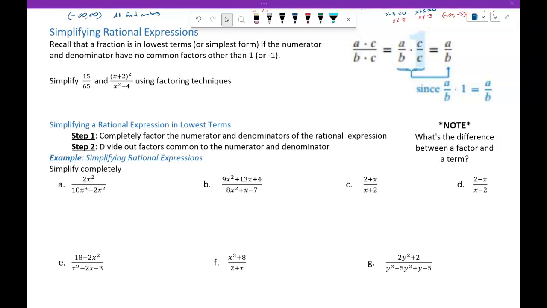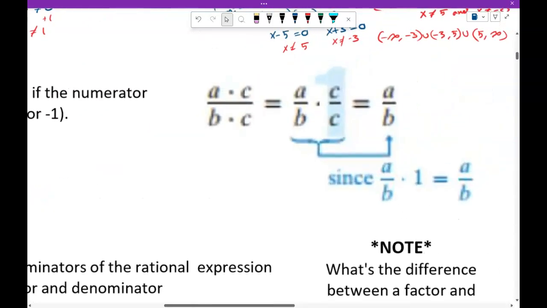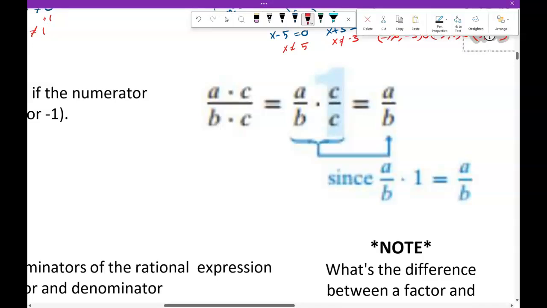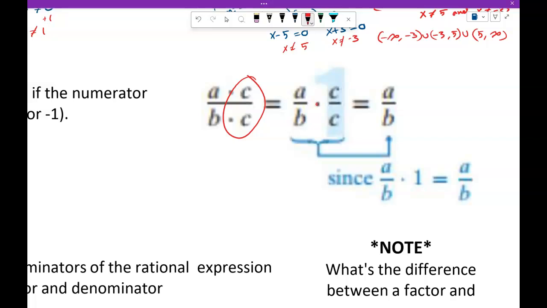Next thing we're going to do is take a look at simplifying rational expressions. Recall that a fraction in lowest terms is when the numerator and the denominator have no common factors other than 1 or -1. So what we're looking at basically is that we can take our numerator and denominator and factor them, and any factor that we have in common, we can split it and write it as a separate fraction. Well, anything divided by itself equals 1. And if it equals 1 and we're multiplying by 1, it doesn't change anything.